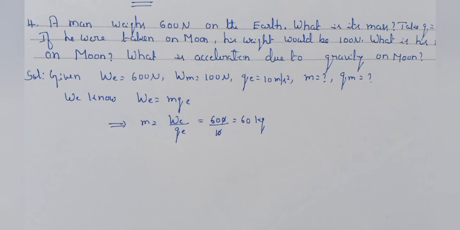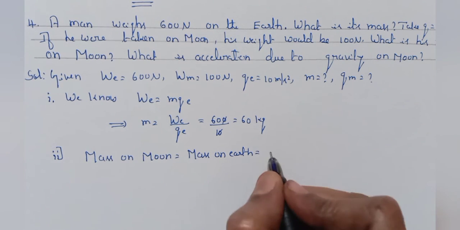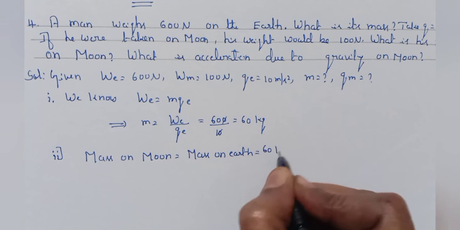And next, we have to find out the mass on the moon. The mass of the object does not change. Therefore, the mass on the moon is equal to the mass on the earth. Therefore, the mass of the man on the moon is 60 kg.